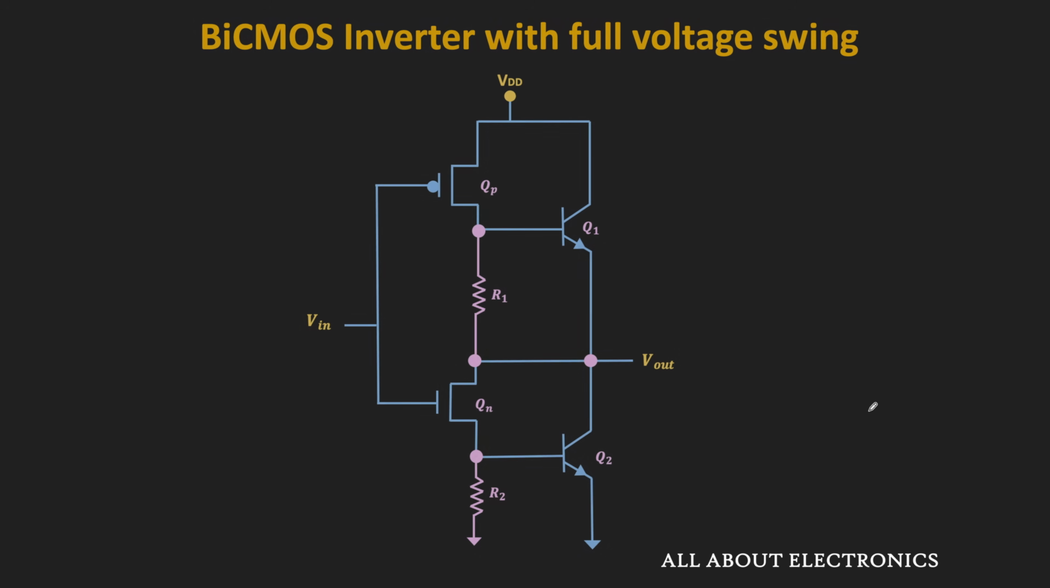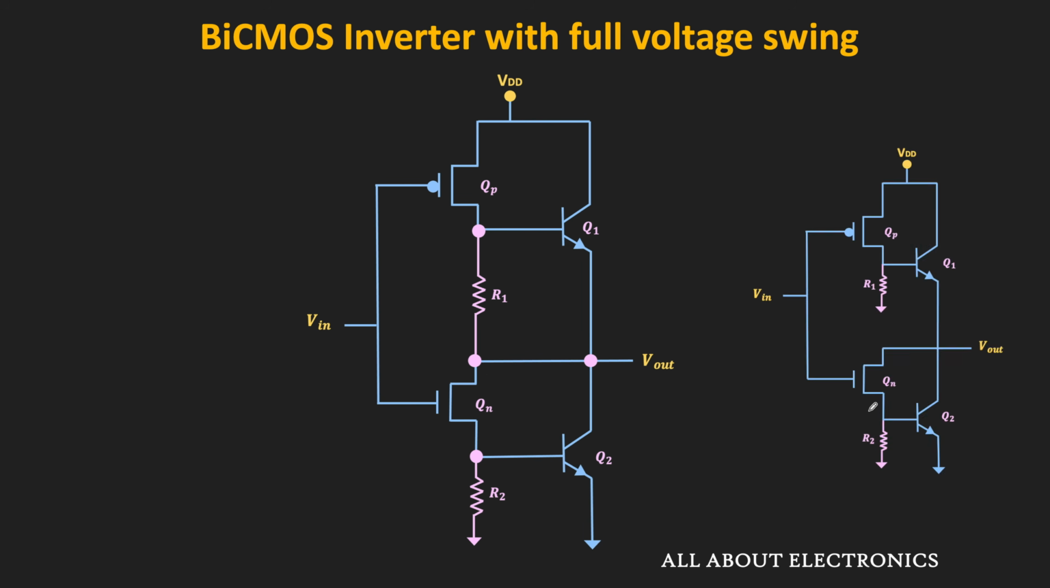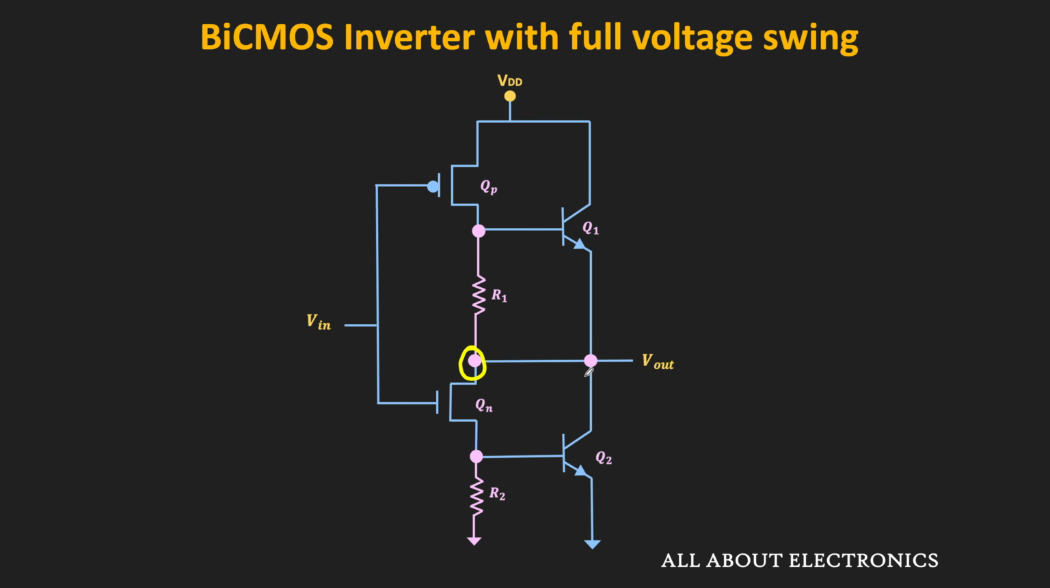So this circuit is often called the R circuit. If you see this circuit, it is similar to the earlier BiCMOS inverter circuit which we have seen with the passive resistors. But here, one end of the resistor R1 is connected to the output node instead of the ground terminal, and this resistor R2 is connected between the base of the Q2 and the ground. So now, let us see how this circuit works and how it provides the full voltage swing.